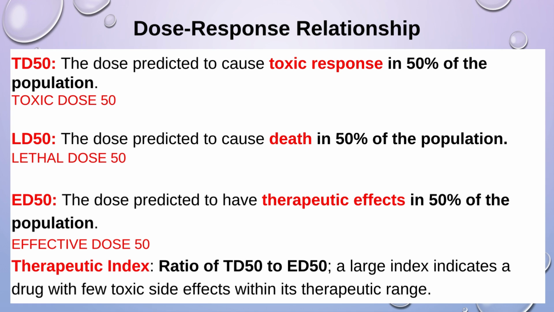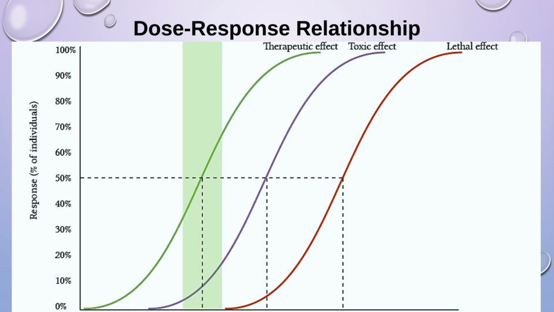So it's better for medication, for example, to have a large TI or therapeutic index. So this is the dose response relationship. The first curve represents the therapeutic effect, followed by toxic, and lastly, of course, the lethal effect. This is the ED50, TD50, and the LD50.